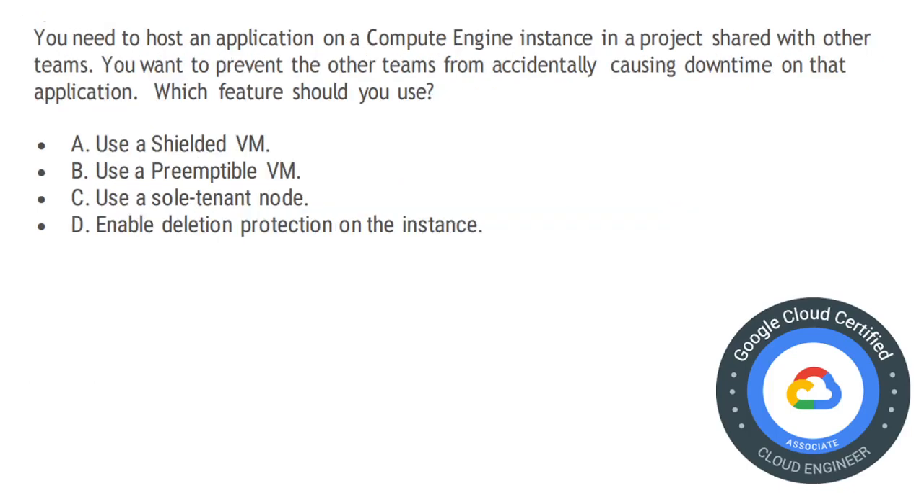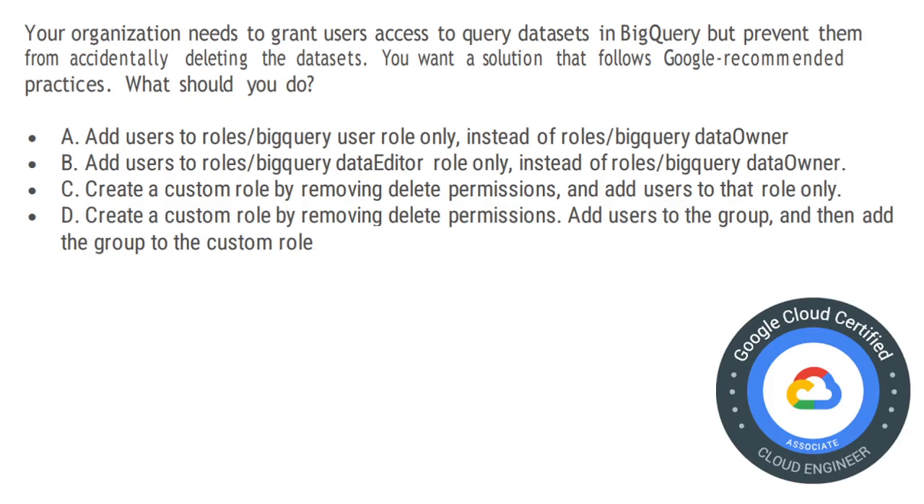Next question is, you need to host an application on a compute engine instance in a project shared with other teams. You want to prevent the other teams from accidentally causing downtime on that application. What feature should you use? Answer is option D, enable deletion protection on the instance.